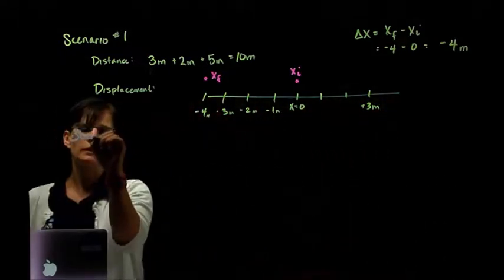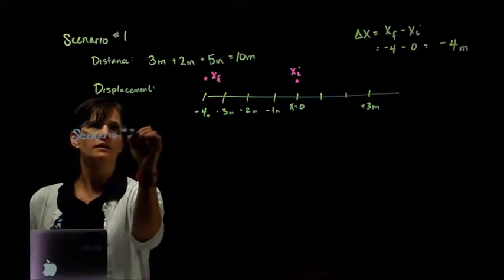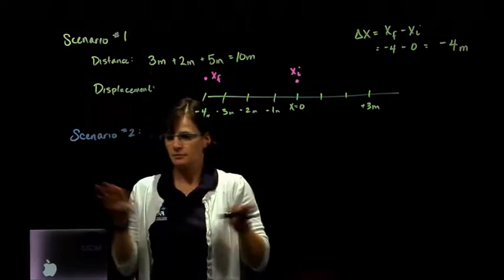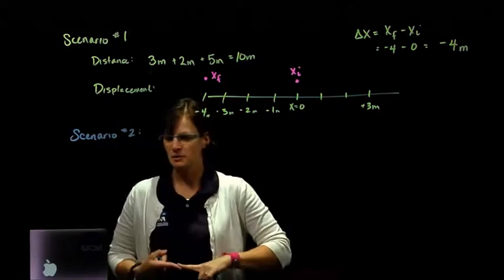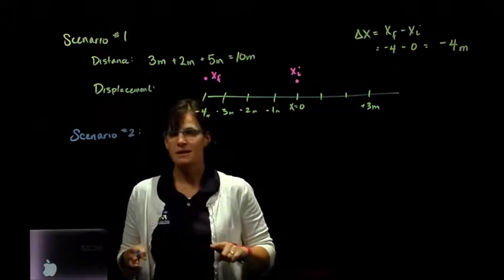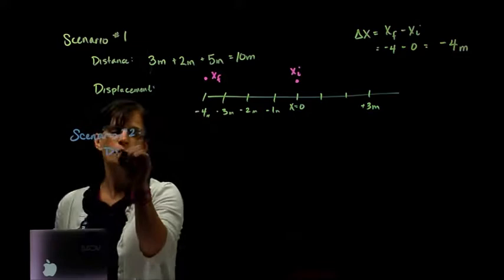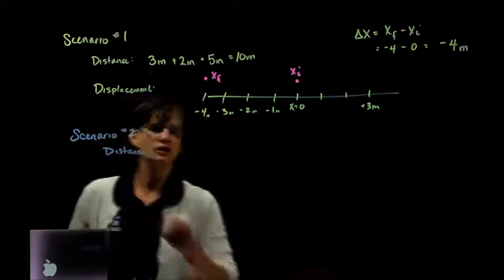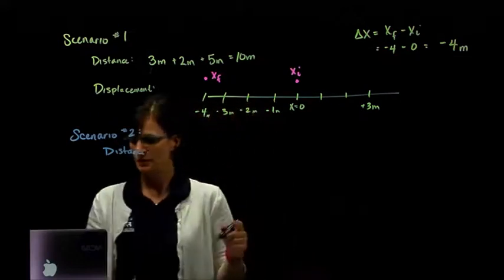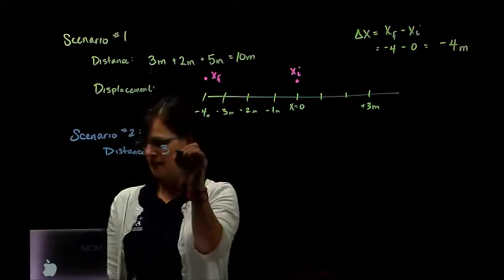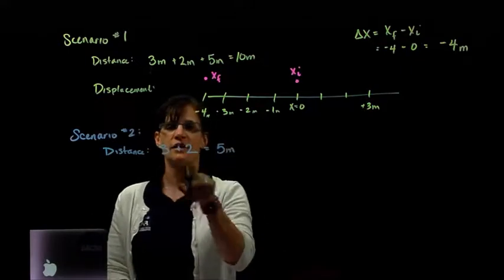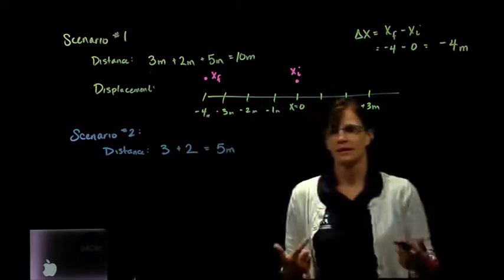Scenario 2. Scenario 2 says we start at the origin. No, we set the origin. We start at negative 1 meter, move 3 meters to the right, 2 meters to the left. When I'm doing distance, I'm only interested in the change in lengths, those length measurements, so I don't care where I started. I move 3 meters to the right, plus 2 meters to the left. My distance is 5 meters. I'm just adding the lengths.